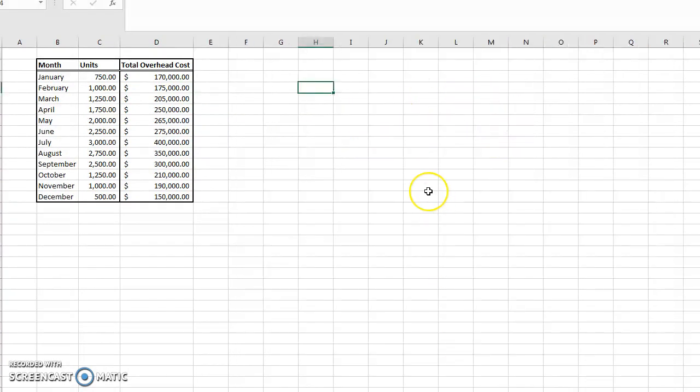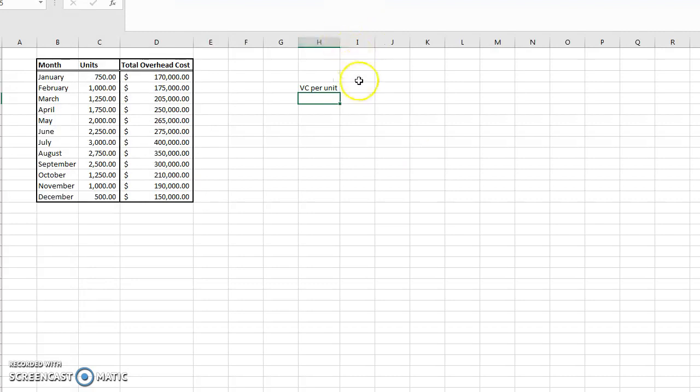Okay, so you can come over here, and we're going to say our VC per unit. Now you may have done regression in Excel in some prior classes, some stats classes, where you brought in the Data Analysis ToolPak for Excel. We don't really need to do that.